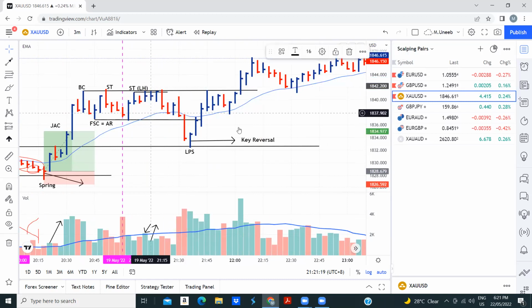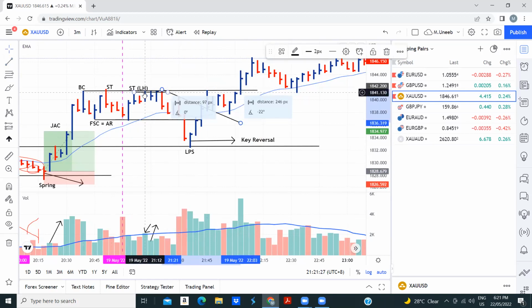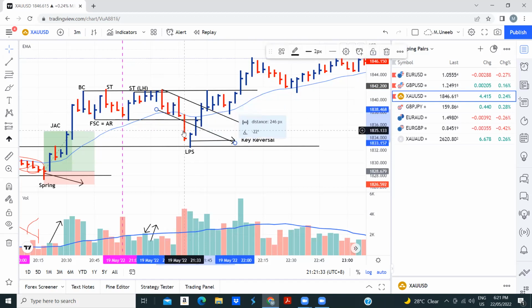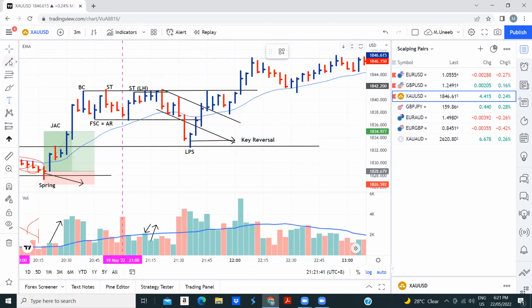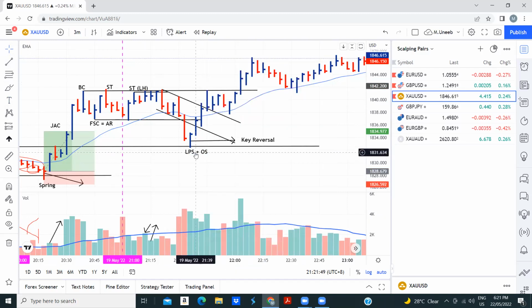remove these points here. Now, as we go down here, if you try to draw a structure from here to here, because after this is the first lower high, right? From the lower high, we draw the structure here, and we try to join it. We saw what? Oversold. Am I right? Yeah. So LPS plus oversold. So now what is the bias? Bullish bias.